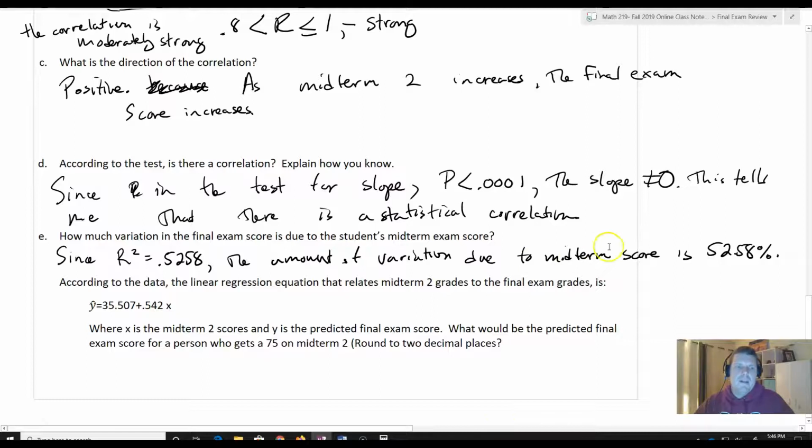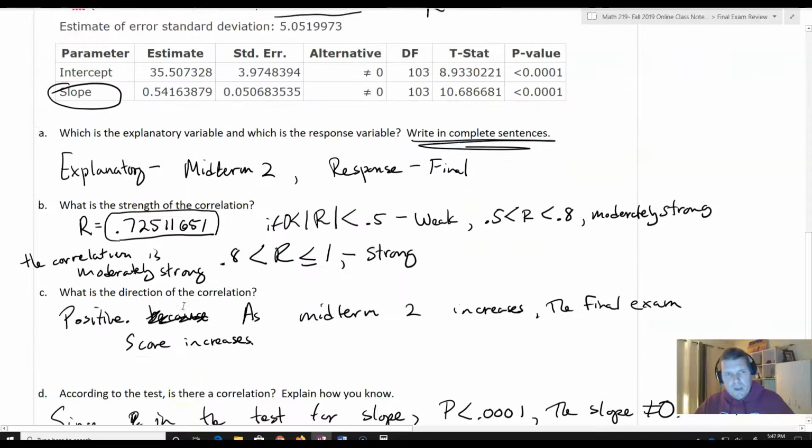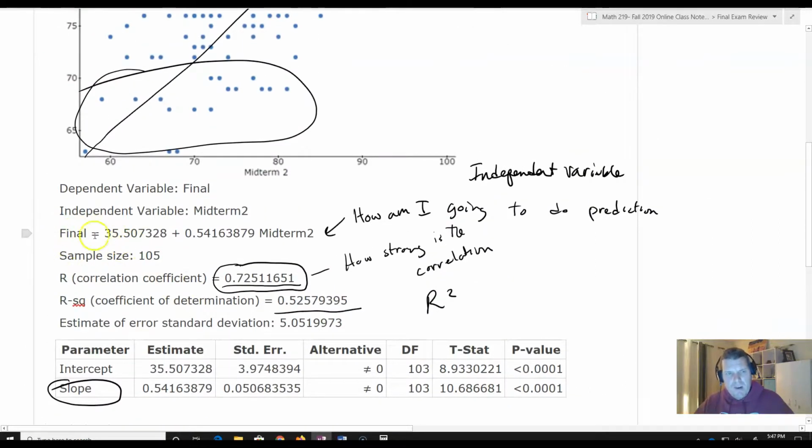Now, finally, one of the things we want to know is how do we use this for prediction? Now, I look here. The linear regression equation that relates midterm 2 grades to the final exam grades is this one right here. It corresponds, you'll notice, 35.507 plus 0.542x. It corresponds to this: final equals 35.507 plus 0.541 times the midterm.